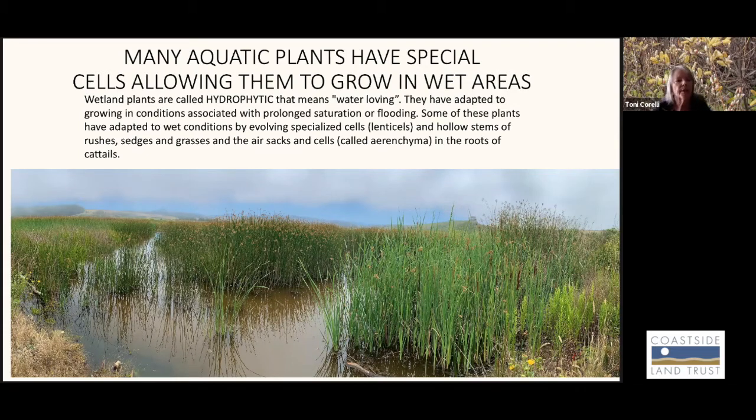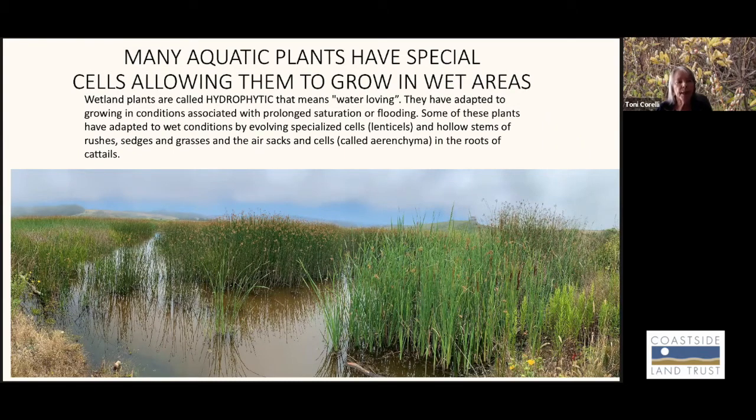Many aquatic plants have special cells allowing them to grow in wetlands. Wetland plants are called hydrophytic. That means water loving. They have adapted to growing in conditions associated with prolonged saturation or flooding.